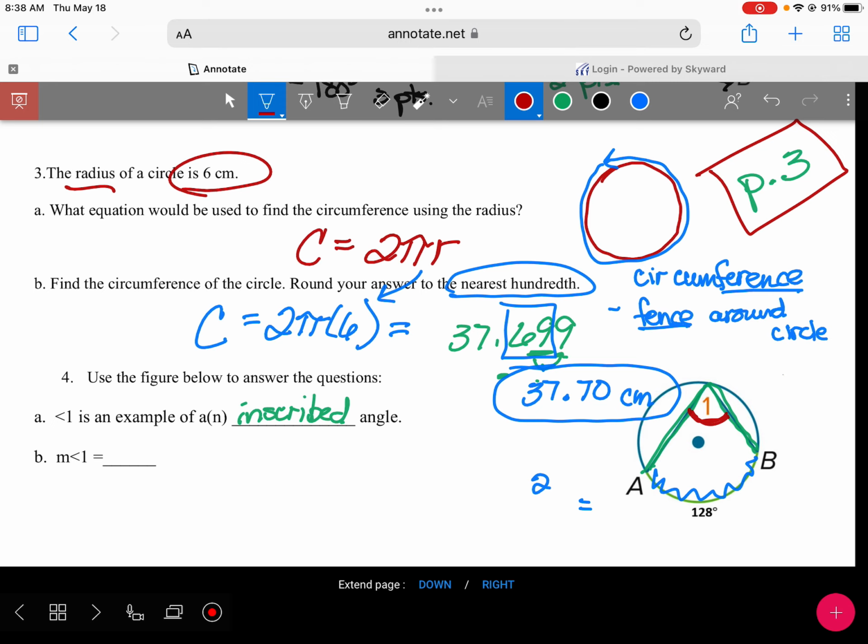$64. What do we think about that answer? Thumbs up, thumbs up. Yes, no, I don't know. Yes, it is 64. Remember, we just said it is half, or that angle divided by 2. So that gives us 64 degrees.